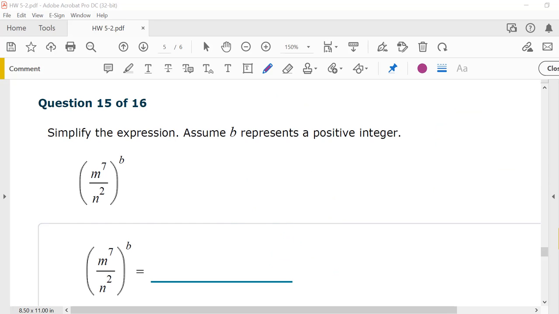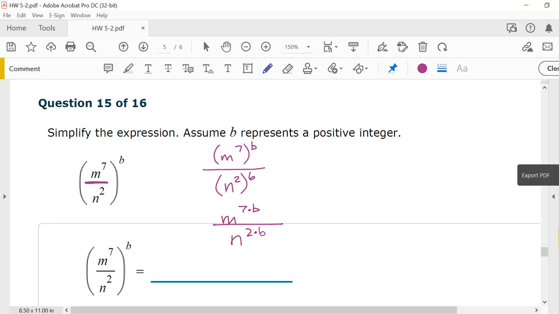Number 15, simplify. I see division, so I'm going to give that exponent to the numerator and the denominator. M to the 7th to the b, n to the 2nd to the b. How do you do a power to a power? You multiply m to the 7 times b over n to the 2 times b. So that's just going to be m to the 7b over n to the 2b. That's all you can do.